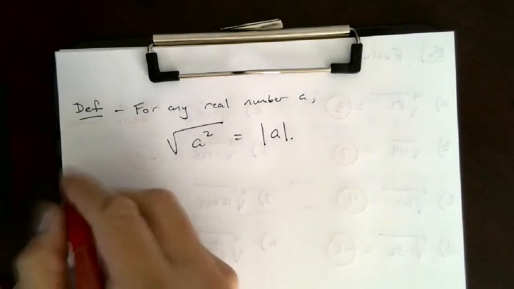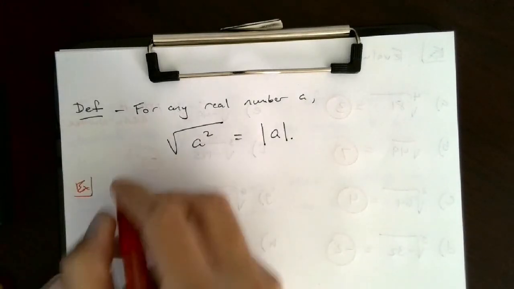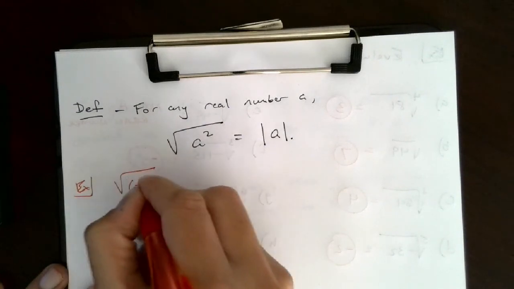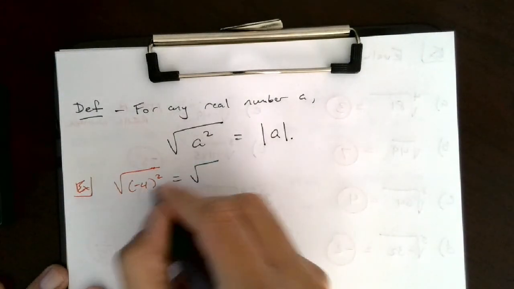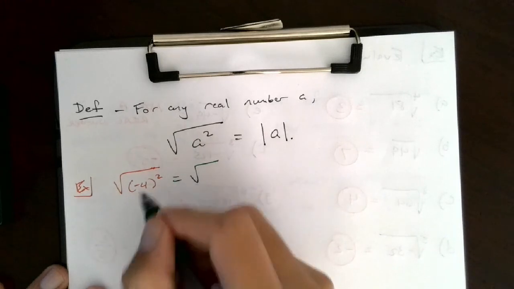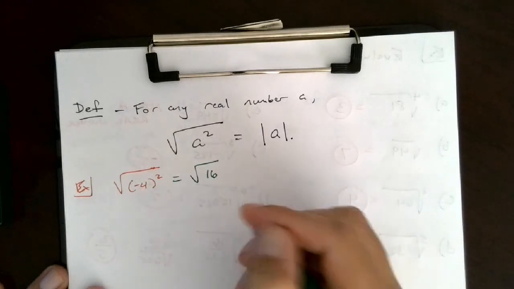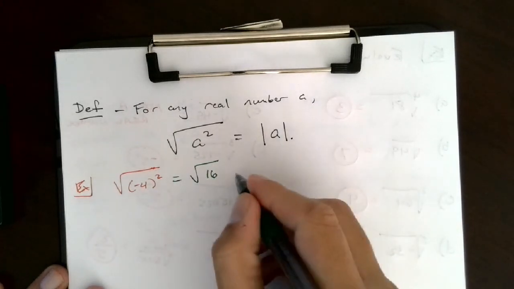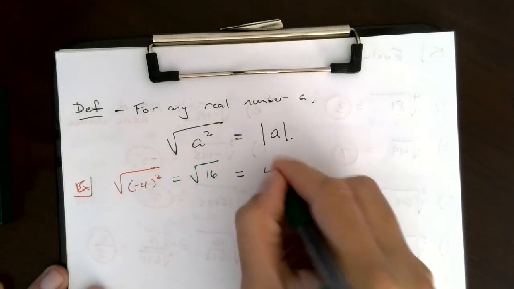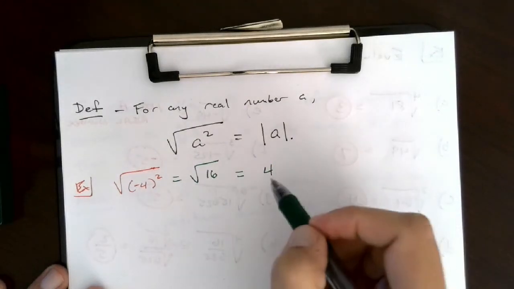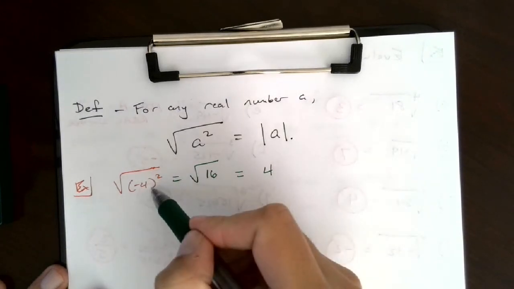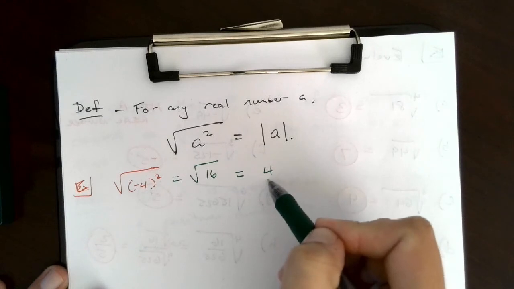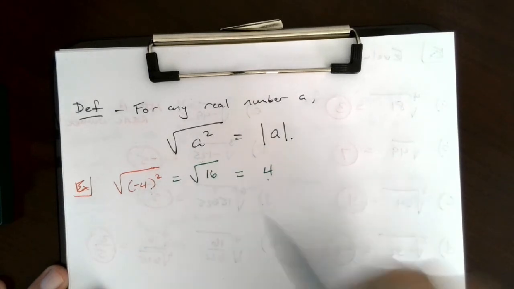We'll show why. So for example, if I had the square root of -4, the quantity squared, well, that's going to be the square root of, what's -4 squared? Negative times a negative makes it a positive. 4 times 4 is 16, so it's the square root of 16. Well, what's the square root of 16? The square root of 16 is 4. So when I took the square root of -4 squared, I got the absolute value of whatever was being squared in here. The answer wasn't -4. The answer is a positive 4.